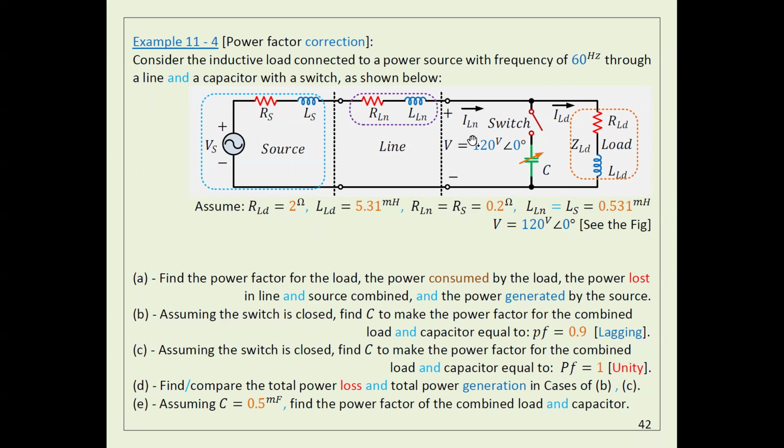Okay, and then you have the voltage at home. This voltage is 120. That's all I have. So the first question here, I'm asking you, you need to find the power factor for the load, the power consumed by the load, the power lost in the line, how much power we lost here and here in the connection. Because if we lose power, it's going to be here and here. And for sure, the power generated. So the total power generated is equal to the power lost here plus the power consumed.